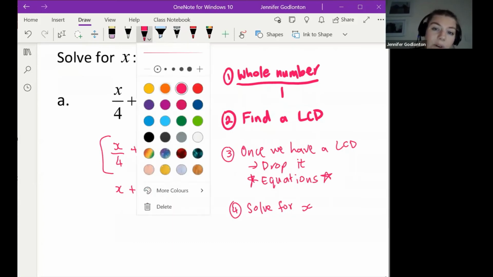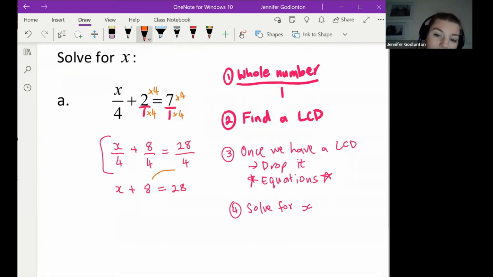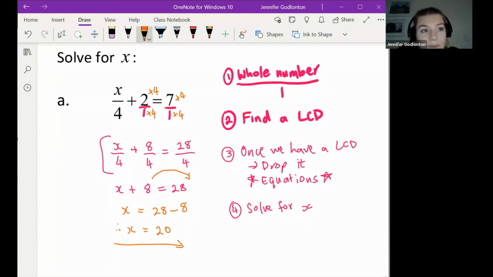So here I'm going to move this 8 over here. So it's jumping over the equal sign. So it's going to change from a plus to a minus. And I'm going to see therefore x is equal to 28 minus 8, which is 20. And that would be my final answer. So these are the steps we follow when we start dealing with these. Okay, let's go to some questions.